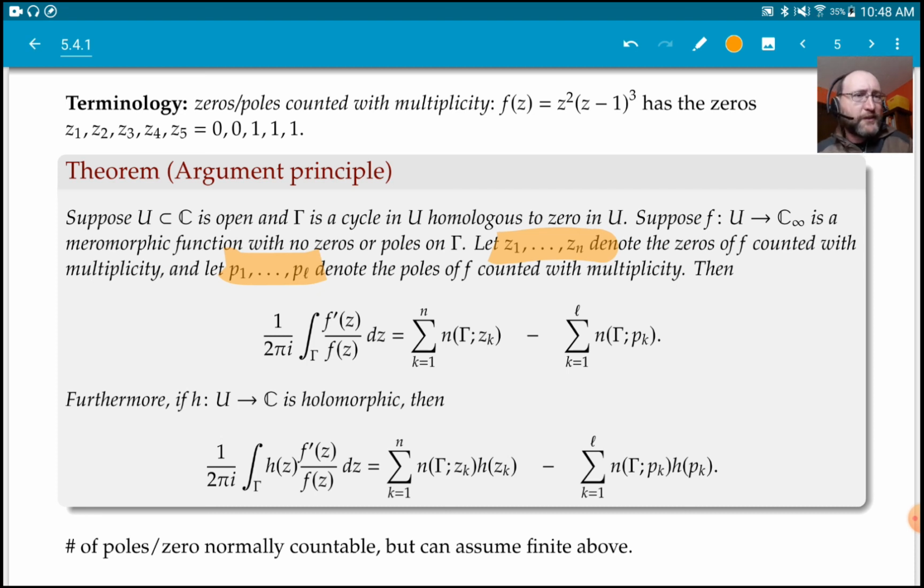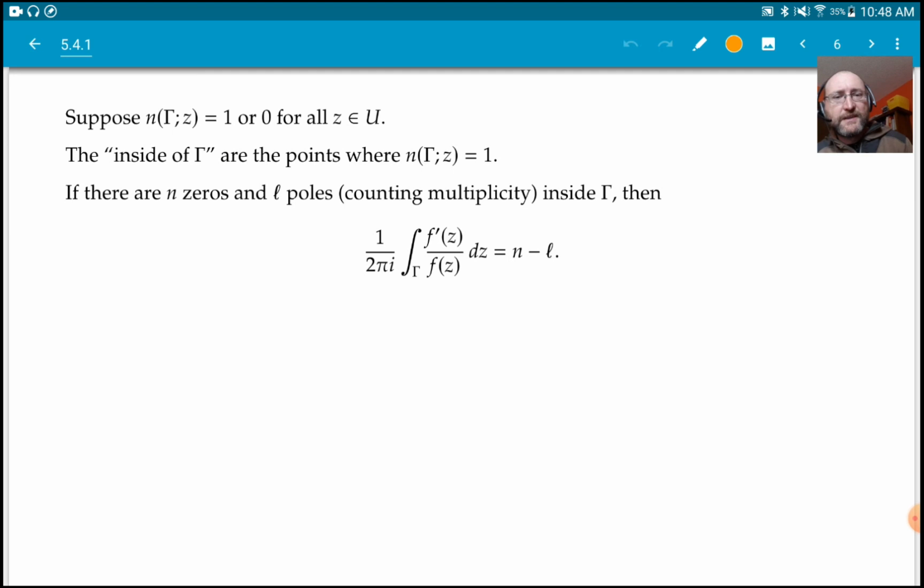Or another way is that you could state it in a different way. You could state it only for those zeros and poles around which the winding number is non-zero, right? But that would make the statement of the theorem more complicated. We didn't want to do that. All right. So let's say a little bit more.